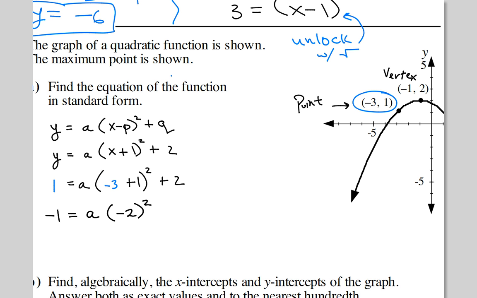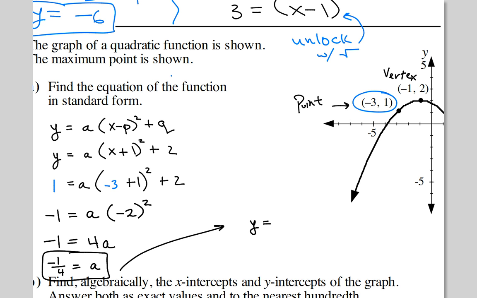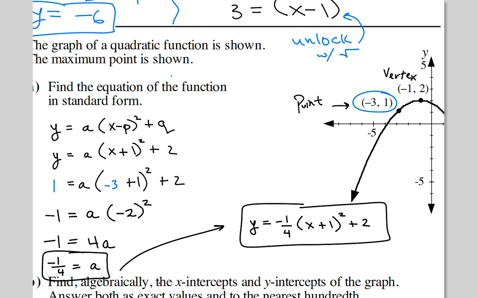Looks okay. Now we have to square. So what do you get there? And now we can divide by 4, and you get what you're looking for. So then I would just rewrite this. Got -1/4 (x + 1) squared plus 2. And you have your equation. This is what you could put in your y equals.